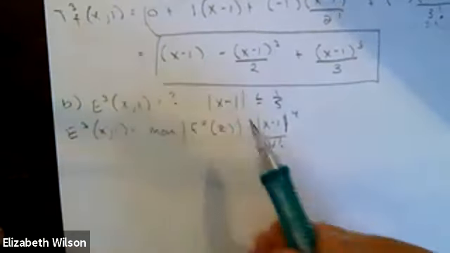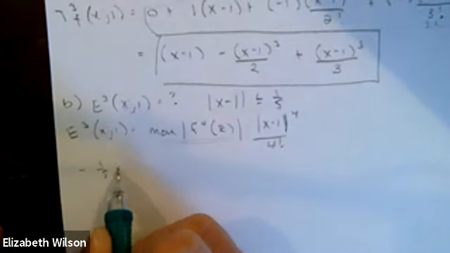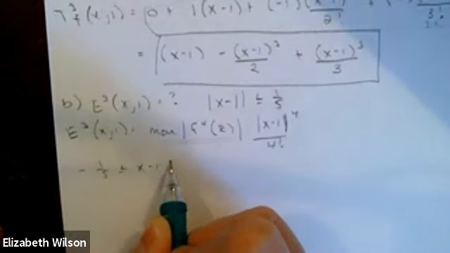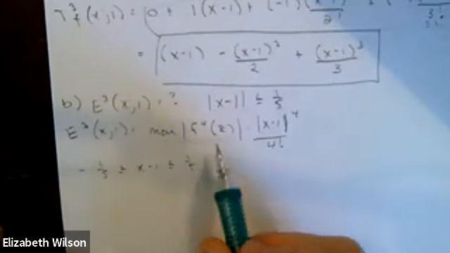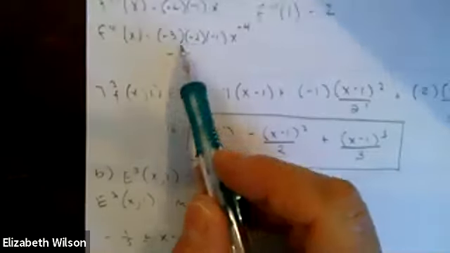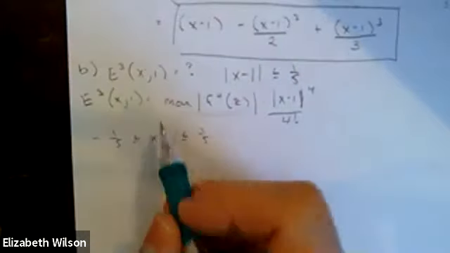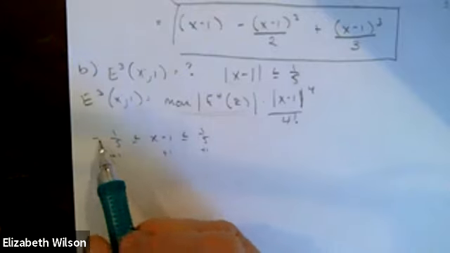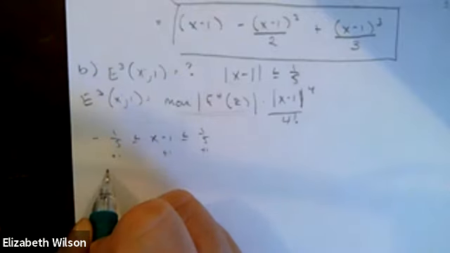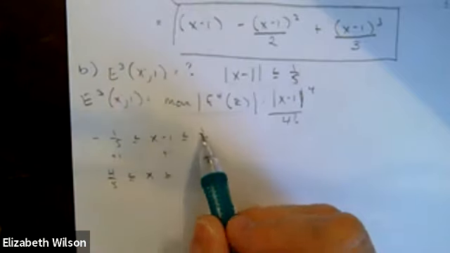So the first thing I'm going to do is go back to my bounds here. I'm going to write minus 1/5 is less than or equal to x minus 1, which is less than or equal to 1/5. I need to solve for an x value so I can figure out what to plug into my derivative here. I'm looking for a value for my z. So I'm going to add 1 to both sides so I can get some kind of value for that. 1 minus 1/5 gives me 4/5, and 1 plus 1/5 gives me 6/5.